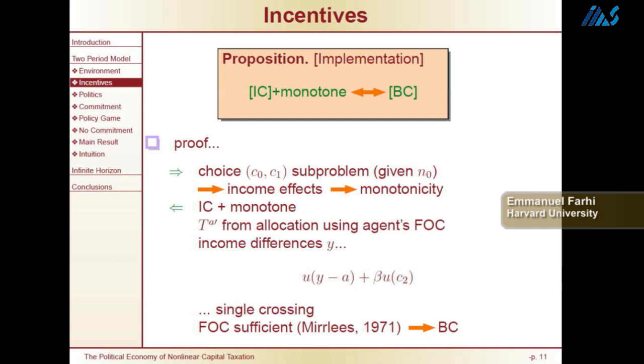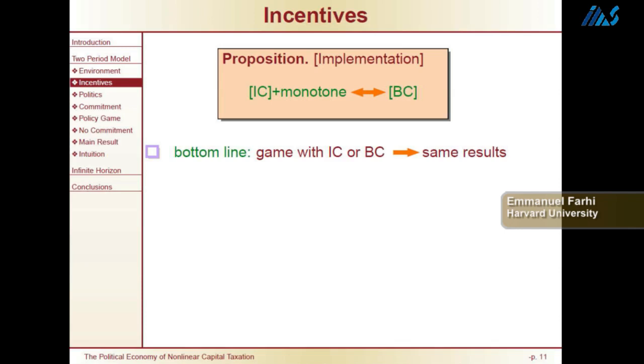So it's a version of the taxation principle. Bottom line, any of the allocations of my game are going to be incentive compatible by construction, and they're also going to be monotone in the way that's necessary for me to apply this version of the taxation principle.